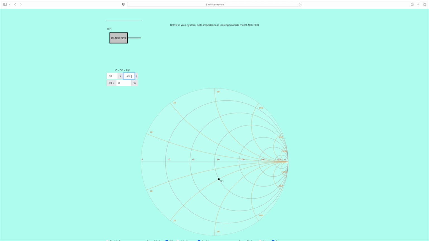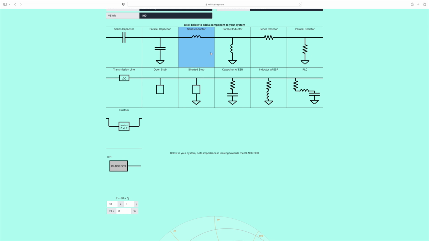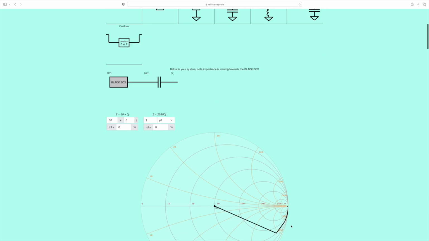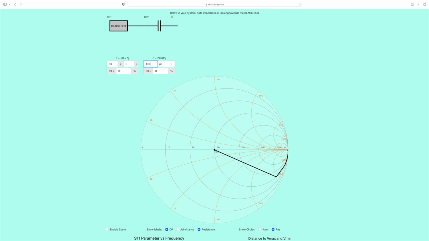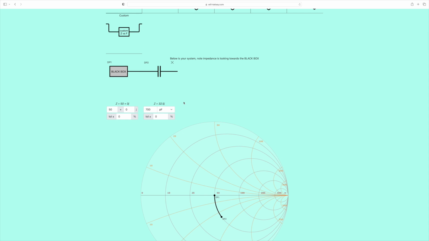But what if we went back to having 0? Go back to the bullseye. Let's say we put a series capacitor in. 100 picofarads. Oh, look at that! So now, when it comes to moving this way, let's give ourselves a fighting chance here. 700 picofarads. So you see what's happening now. We've gone down, we're going anti-clockwise around this circle of constant resistance. And that is what we can do.